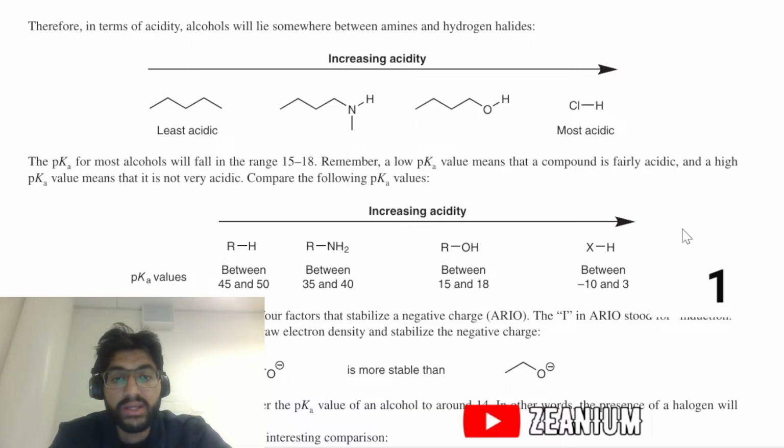Remember, a low pKa value means that a compound is fairly acidic, and a high pKa value means that it's not very acidic. Compare the following.